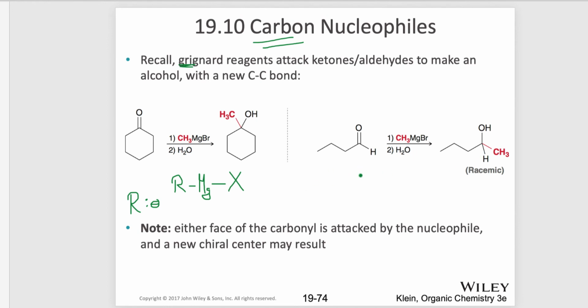And remember, if it's something unsymmetrical, you're going to get a racemic mixture. Racemic mixture was image, a mirror image. Look at your hands. There's a certain reflection relationship between the two structures, the two mirror images. So either face of the carbonyl group is attacked, and so we can form a new chirality center. Could we do that with this one? No, not really. Why? Because we have some internal symmetry.